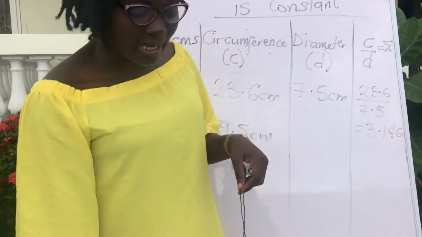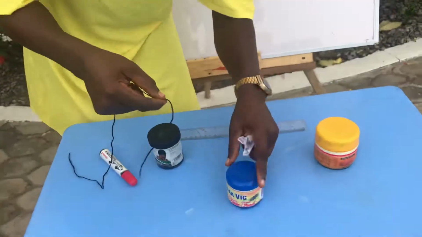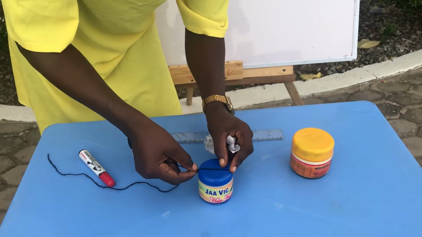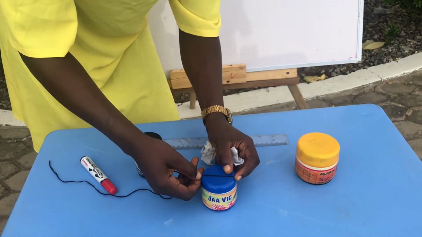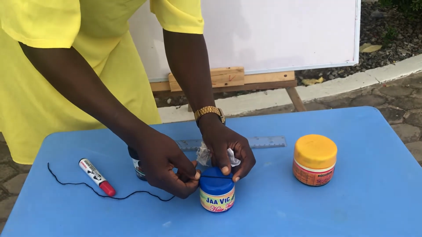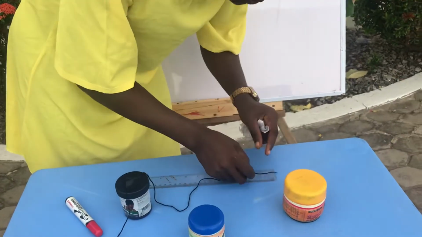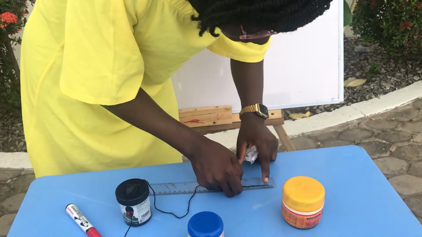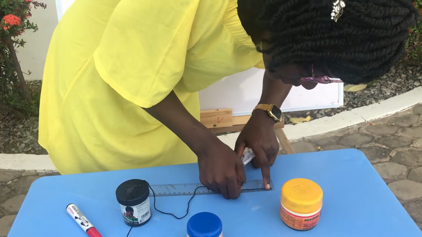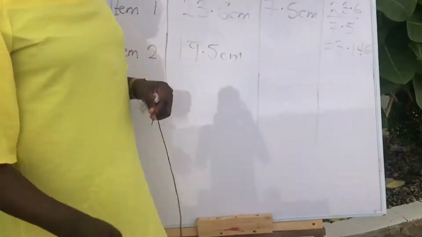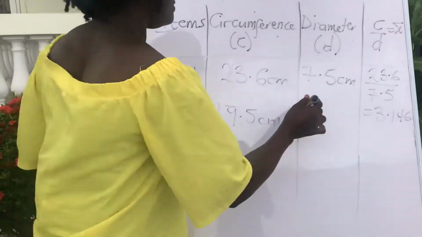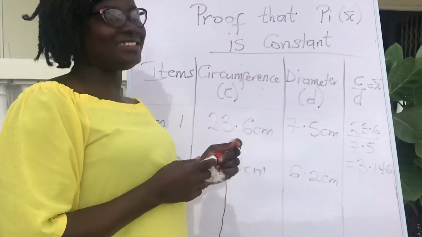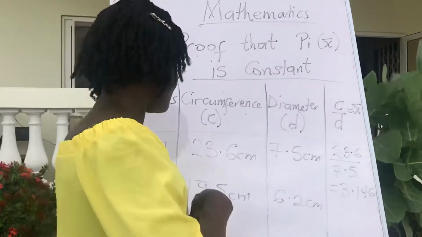Then we take the diameter of the same item by dividing the circular object into 2 equal parts. And that is what we are seeing. We pick the measurement, we put it on the ruler, and pick its measurement. What are we getting? Great. 6.2 centimeters. Then after that, we divide it as we did for the first item.